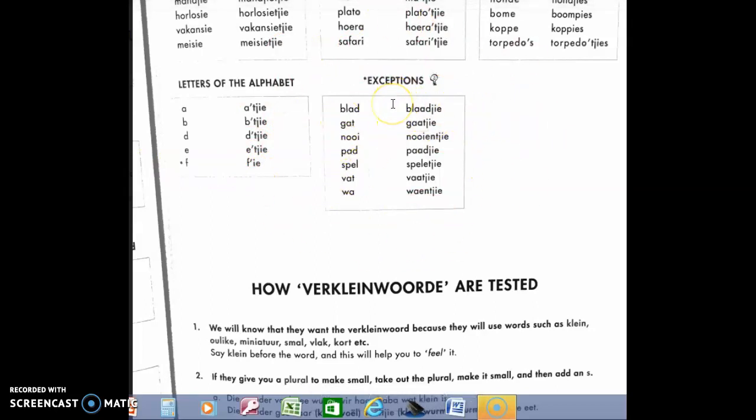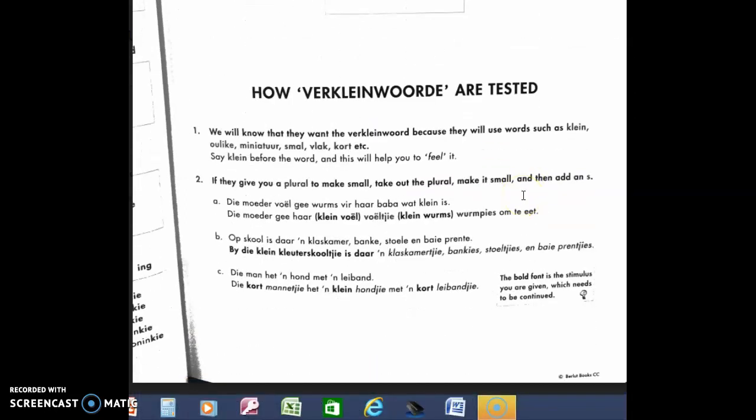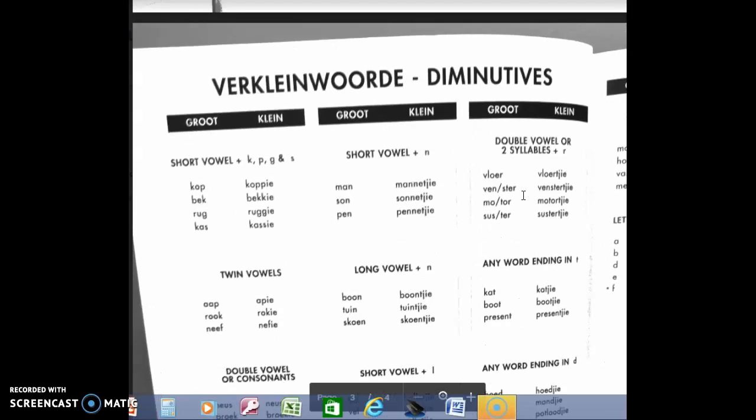Blad, blaadjie. Gat, gaatjie. Nooi, nooientjie. Pad, paadjie. Spel, speletjie. Vat, vaatjie, something that you keep wine in. Wa, waantjie. And that's the end of that.